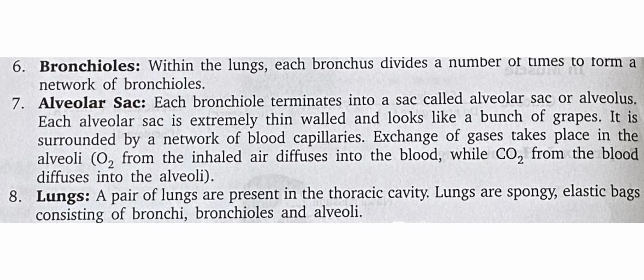Each alveolar sac is extremely thin-walled and looks like a bunch of grapes. You have seen in the diagram. It is surrounded by a network of blood capillaries. Exchange of gases takes place in the alveoli. Next is lungs. A pair of lungs are present in the thoracic cavity. Lungs are spongy, elastic bags consisting of bronchi, bronchioles and alveoli. This was about the organs which are taking part in external respiration. Now we will see how internal respiration takes place inside the cell or tissue.